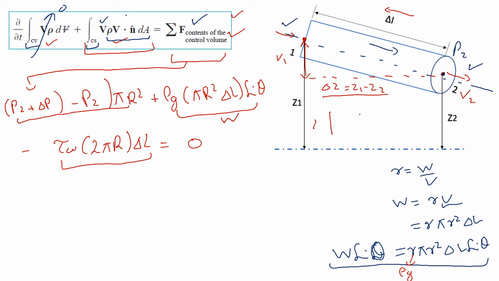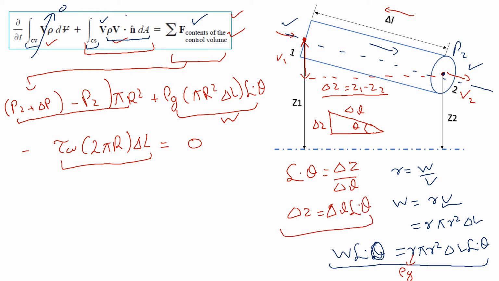If we take this length as delta z, this will be delta L, and we can make a triangle with angle theta. So sine theta will be equal to delta z over delta L, and delta z will be equal to delta L sine theta. We will substitute this delta L sine theta for delta z wherever we see this term.